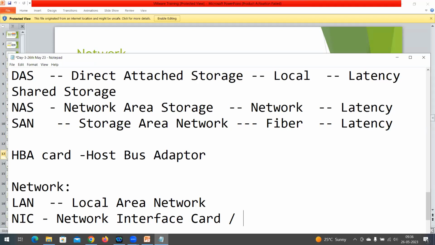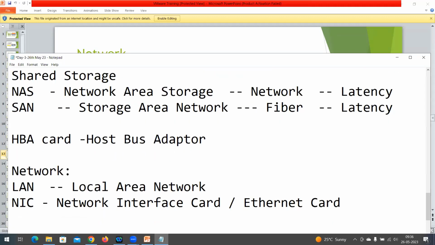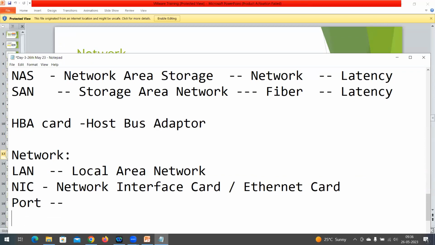Hope you are aware of NIC. What is NIC? Network interface card. I can call it an Ethernet card. Without an Ethernet card, we are not in a position to establish communication. The same NIC card should be there on every system. I have 10 systems, so on those 10 systems I should have the NIC card. That is a network card. The network card is going to have a port. What is that port? We call it as... any idea? What is the difference between hub and switch?